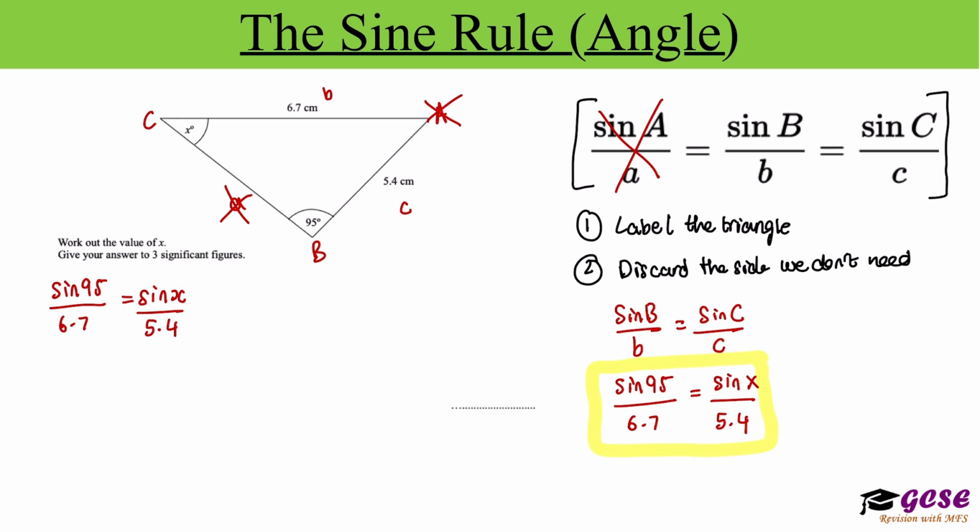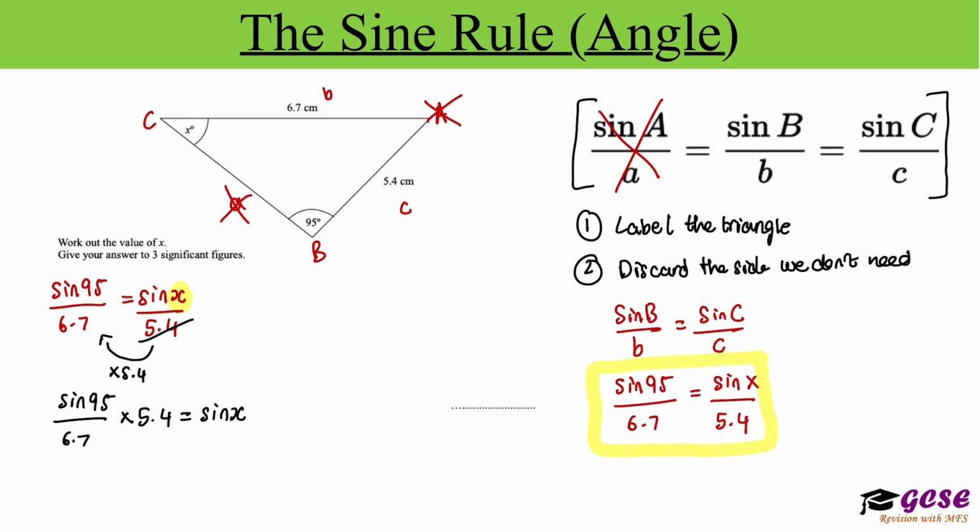Now we want to work out the value of x. How are we going to do that? Well, we need x by itself. So first of all, let's get rid of this divide by 5.4. To get rid of something that's dividing, you need to do the opposite, which is multiply. So we're going to multiply by 5.4 on the other side, because we're doing the opposite. So we're going to have sine 95 over 6.7 multiplied by 5.4. And that's going to get rid of this 5.4 and we're going to be left with sine x.